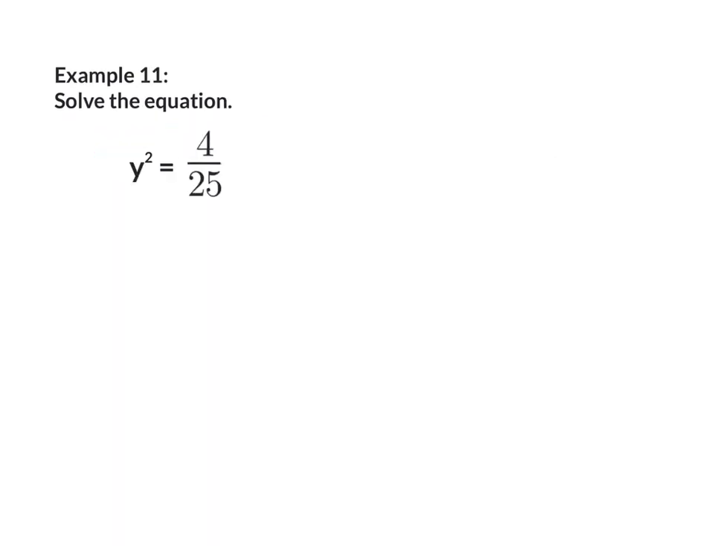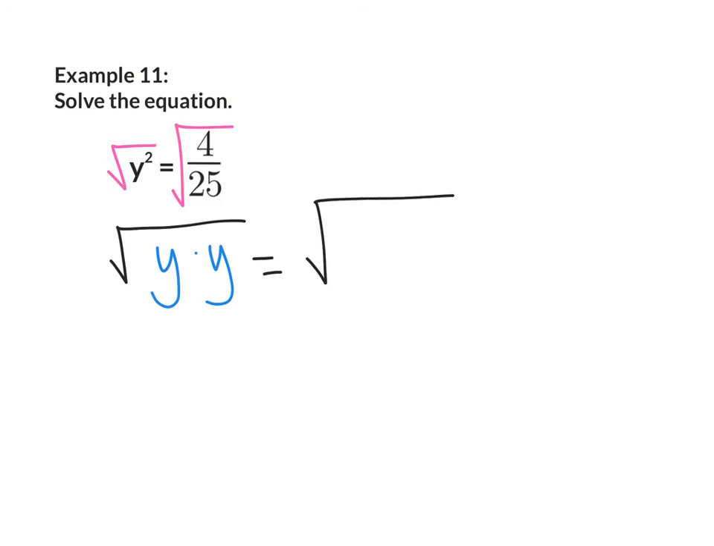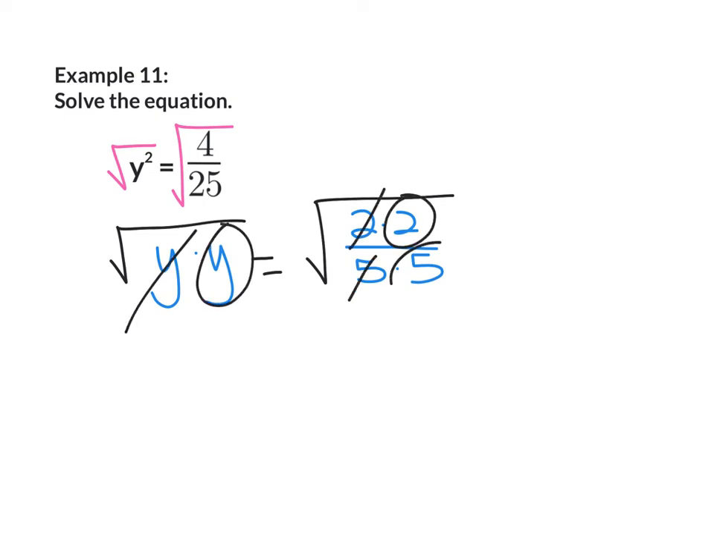Example number 11. Solve the equation. y squared equals 4 over 25. So I'm going to take the inverse, and that would be to take the square root of both sides. So y squared can be broken down to y times y. And 4 over 25, I'm going to leave that in fraction form. 4 can be broken down to 2 times 2, and 25 can be broken down to 5 times 5. So now I have my twins. So one dies, one escapes. So my answer is y equals plus or minus 2 over 5.